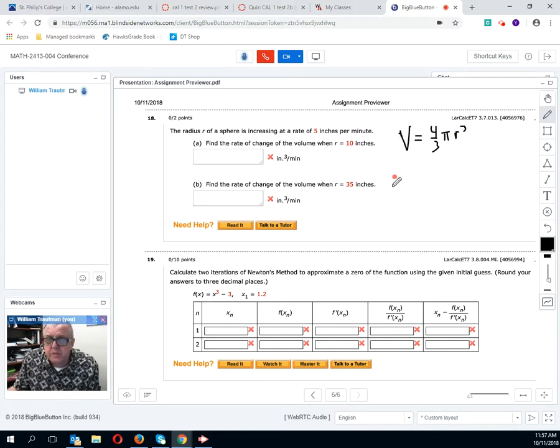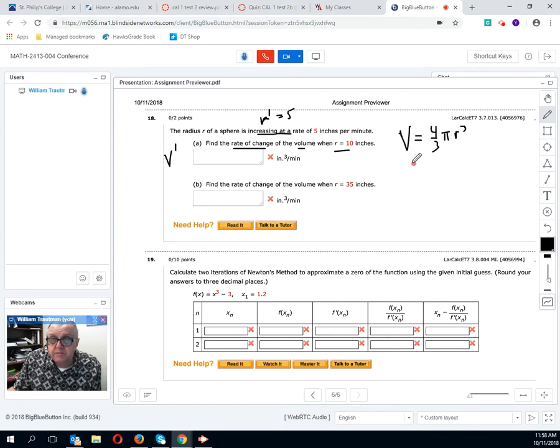So you have to know this formula. And it says the radius of a sphere is increasing at a rate of 5. That's r prime. When we're talking about increasing its rate, that's r prime. So r prime equals 5 here. R equals 10. Find the rate of change of the volume. The rate of change of the volume is V prime. That's what we're looking for.